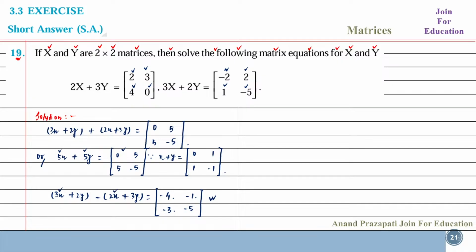3x minus 2x equal to x. So we write down here x. 2y minus 3y equal to minus y. Then we copy this one, minus 4, minus 1, minus 3, and this is the minus 5. Suppose this is 1 and this is 2.